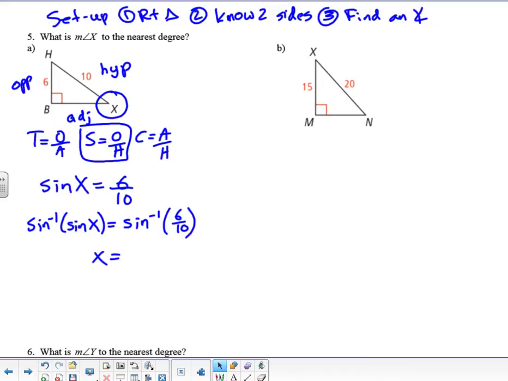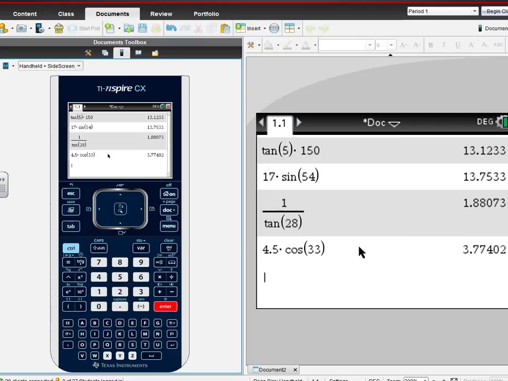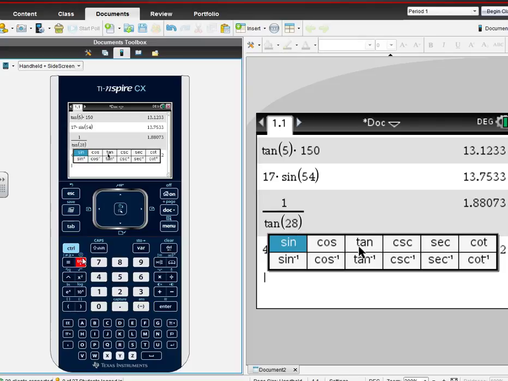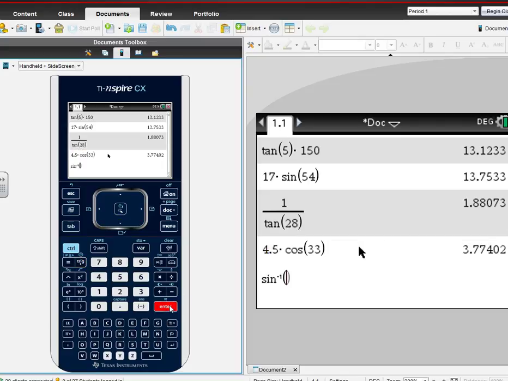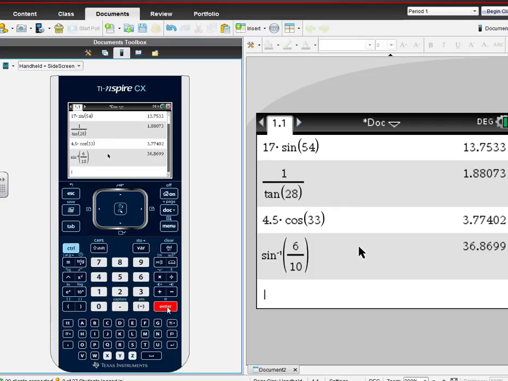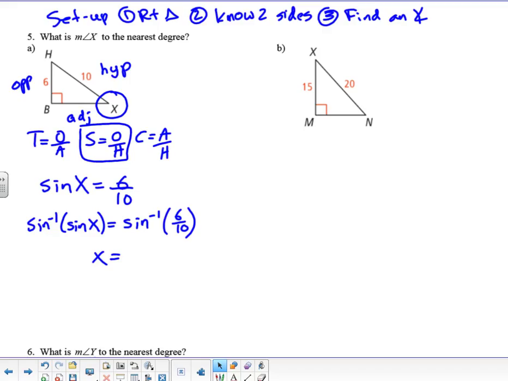So let's figure out how do we get that. It's still our trig button here. On a more traditional calculator, it might be second sine. So we're going to do the inverse sine of 6 divided by 10 is 36.8699. And so to the nearest degree, 36.86, we'd say that's 37 degrees when it gets rounded there.